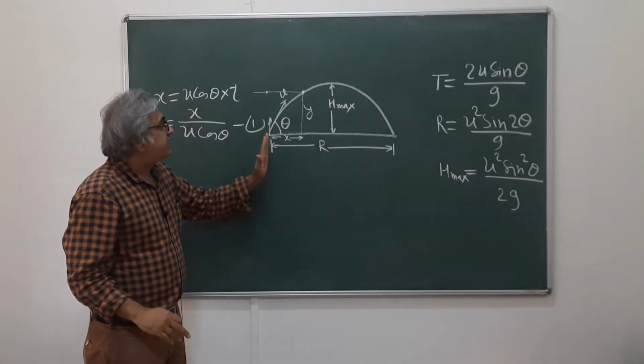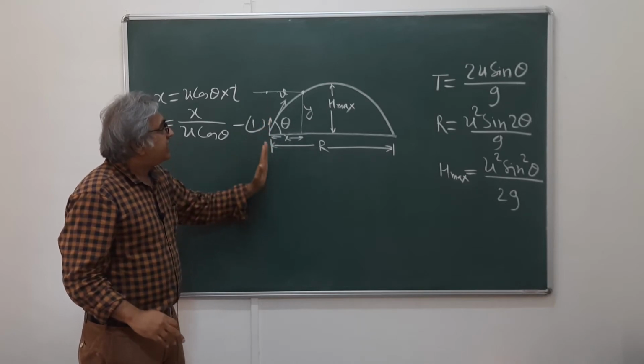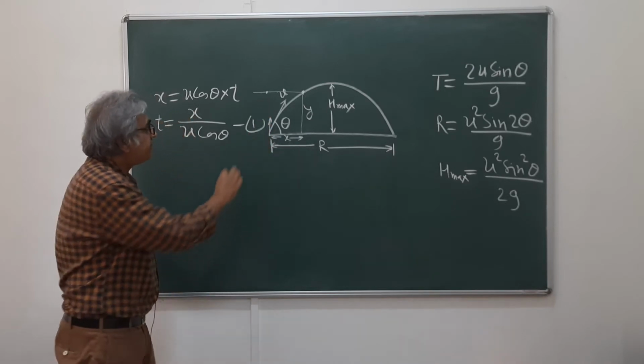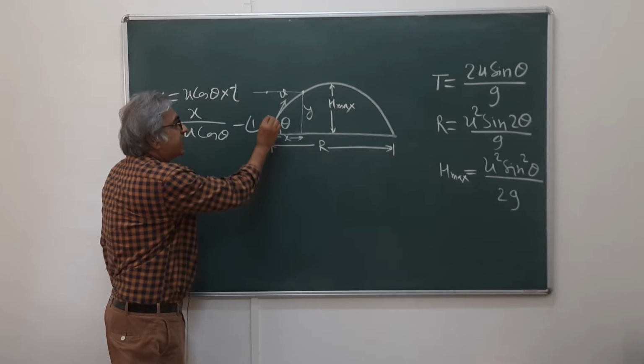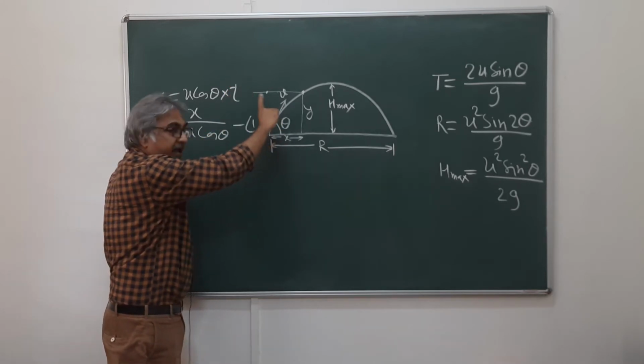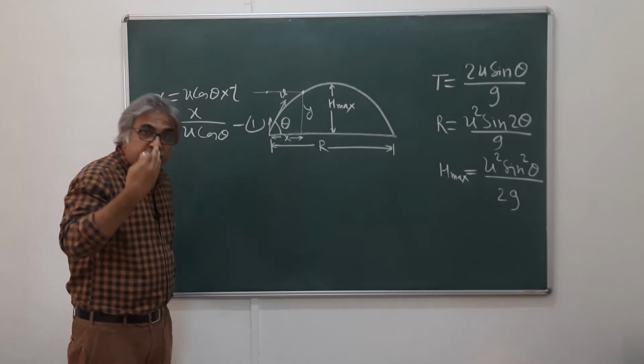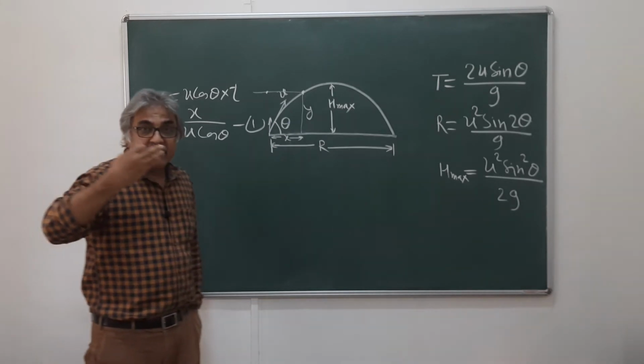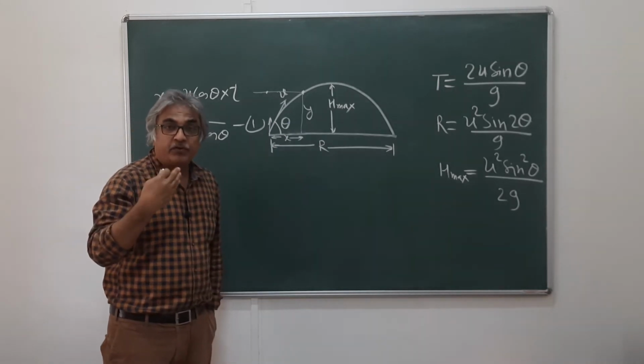So we are considering this. So we can now say that the initial vertical component is u sine theta. It is displaced by y. Okay, so now, because we want to relate y and x, right? We want to relate y and x.